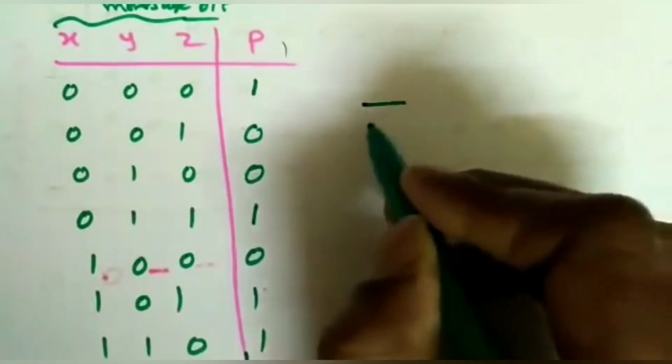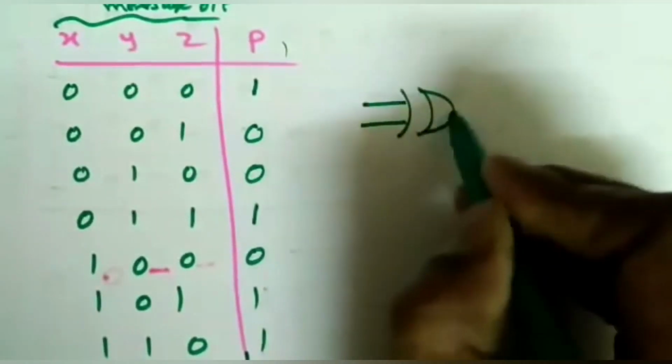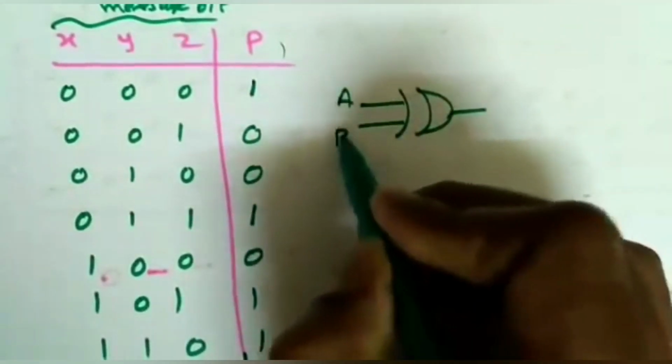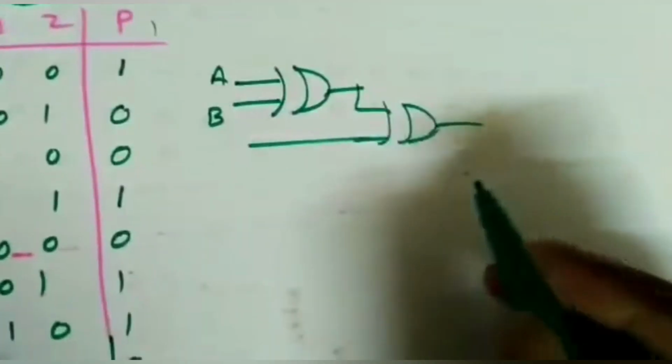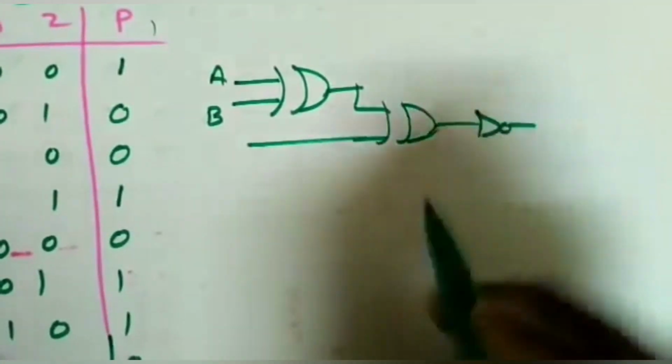So what is the circuit diagram of this one? First we will use the exclusive OR gate with inputs A, B, and one more exclusive OR gate, and we have to use one NOT gate to make the complement.